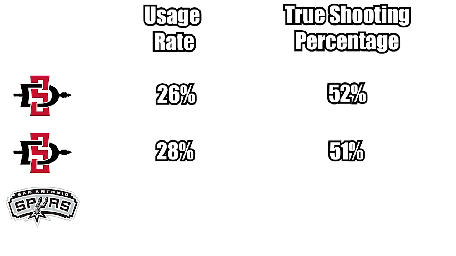In his rookie season with the Spurs, he had a much different offensive role. His usage went way down, but his true shooting percentage was actually higher. In his NBA debut, he played 13 minutes and went 2 for 9 from the floor for 6 points.